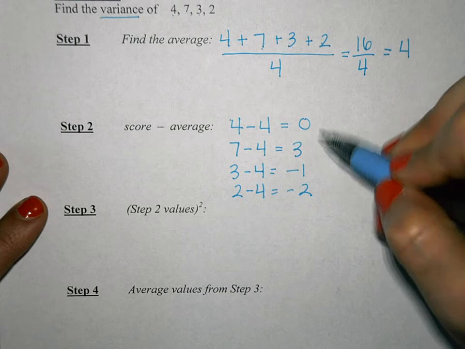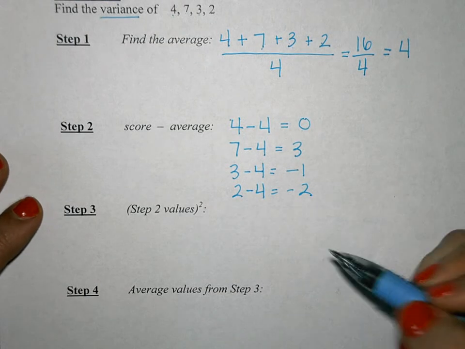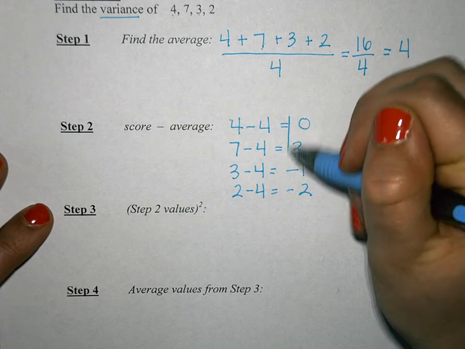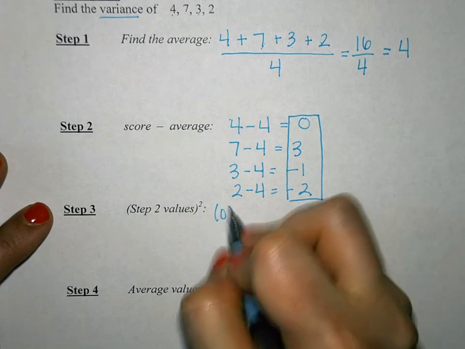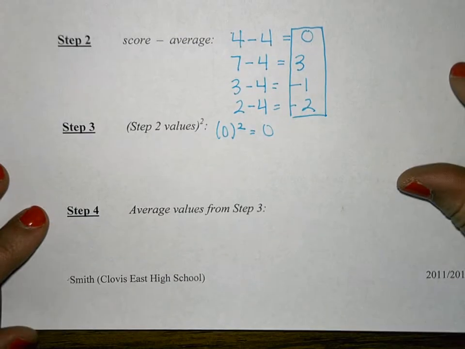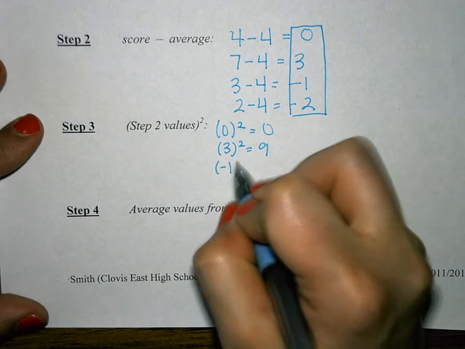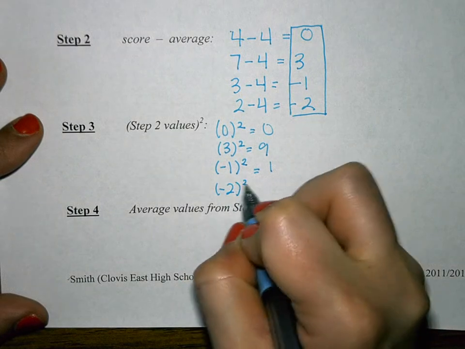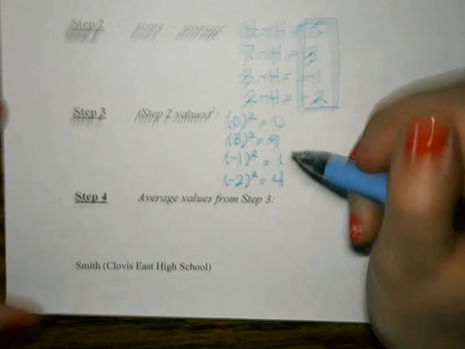So now we're going to take each of these answers that we get, so each of the differences, and step 3 is we're going to square them. So we have 0 squared, which comes out to 0. 3 squared, which is 9. Make sure you put these in parentheses because negative 1 squared gives me positive 1 and negative 2 squared gives me positive 4. So our squares should always come out to be positive no matter what.